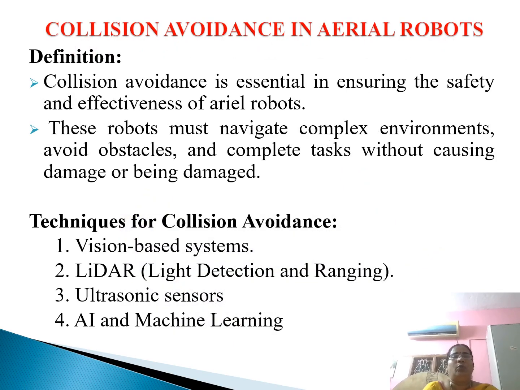Next, we have to see pollution avoidance in aerial robots. The definition: pollution avoidance is essential in ensuring the safety and effectiveness of aerial robots. These robots must navigate complex environments, avoid obstacles, and complete tasks without causing damage or being damaged. There are various techniques available in pollution avoidance. These are vision-based systems, light detection and ranging system, ultrasonic sensor system, and AI and machine learning system.